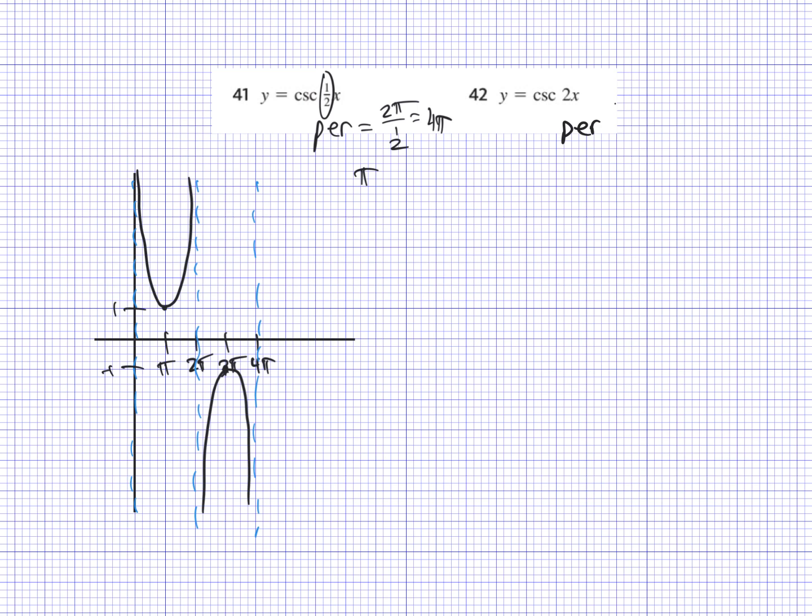Period is 2 pi over 2, which is pi. So each increment is pi over 4. And we're not shifting again, so it starts at 0.